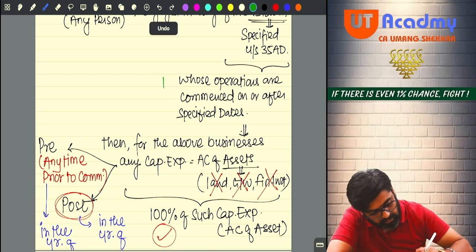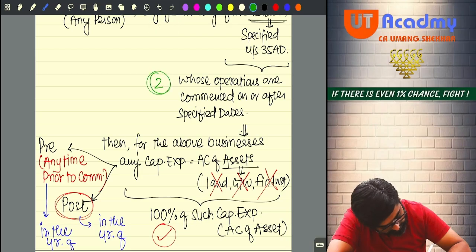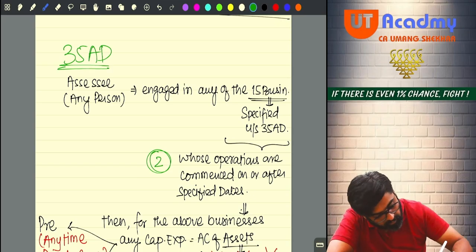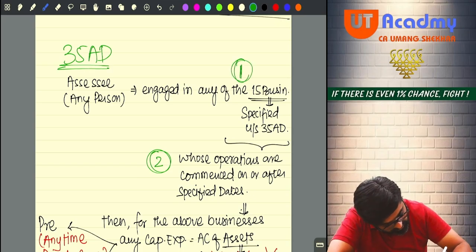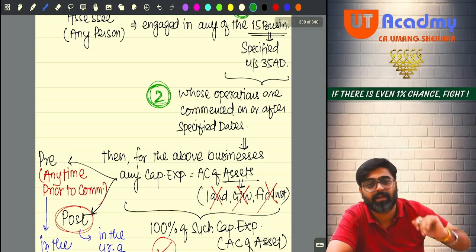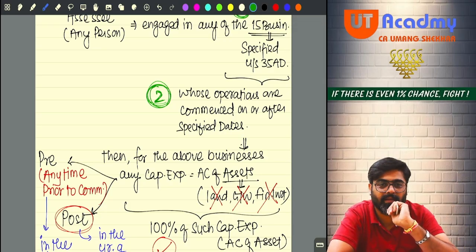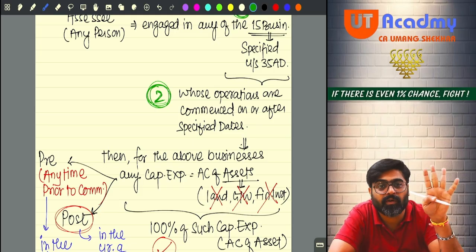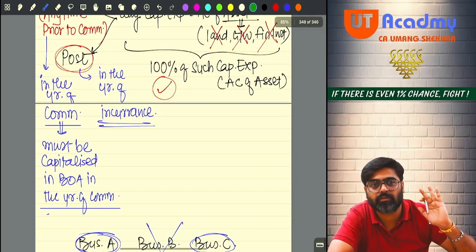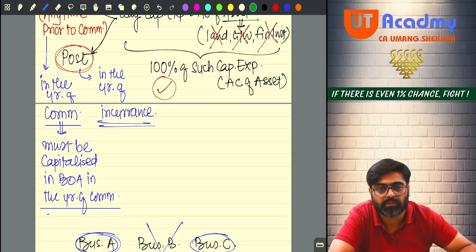No. This is the second condition to claim deduction under section 35AD. The first condition is that the business must be specified. The second condition is that the operations are commenced on or after the prescribed date. Then only the capital expenditure incurred for these businesses, other than cost of land, goodwill and financial instruments, will be available at once. Then only you are eligible to get the 35AD deduction.